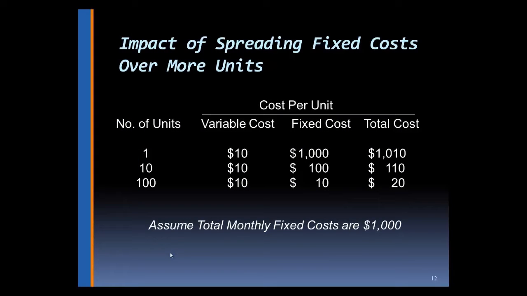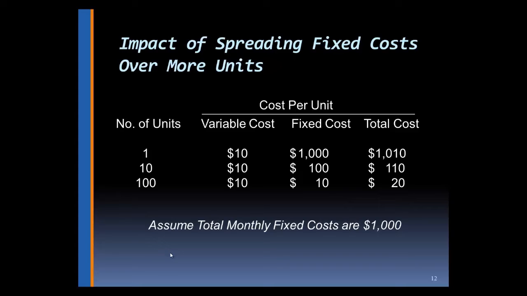Let's look at fixed costs and the impact they have on unit cost. As you spread your fixed costs over more and more units, the total cost per unit drops. Let me give you this example. Assume that total monthly costs are $1,000 and that your variable cost per unit is $10.